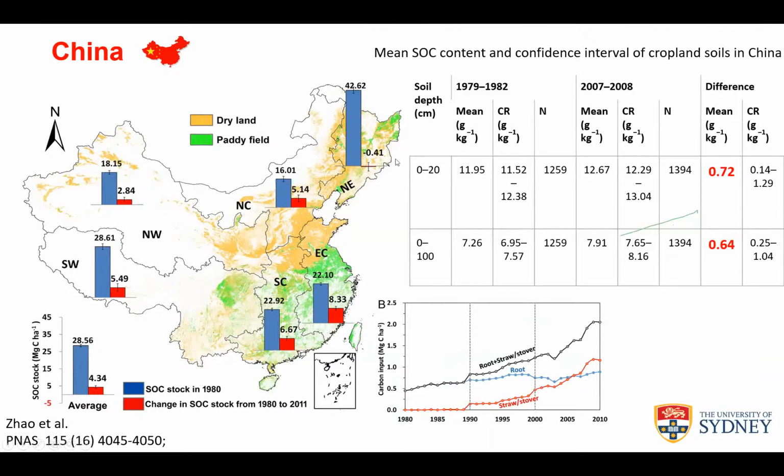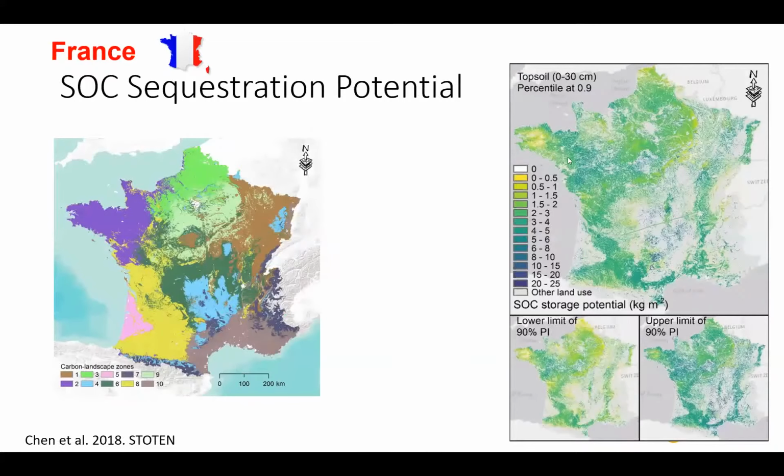The change is positive, except in some places in the north. In a lot of areas there's a positive change, and the positive change is because of an increase in management, because there's a lot of carbon input from the roots and from the straw. So overall, there's an indication that over a large scale, soil carbon can be positive. So this is just an example.